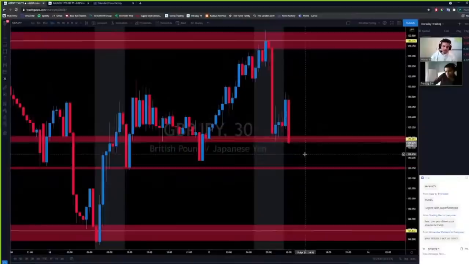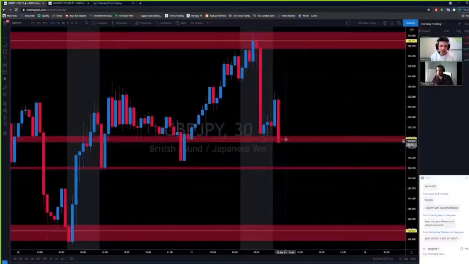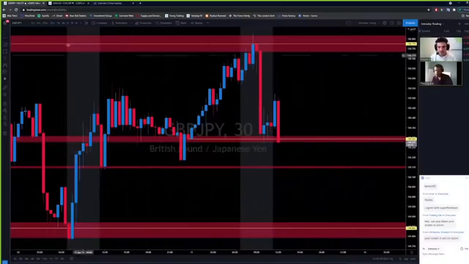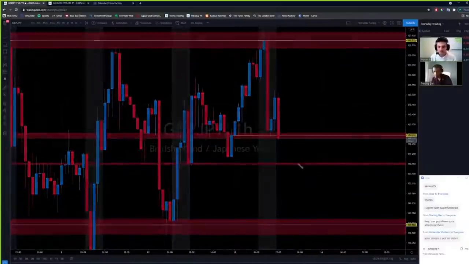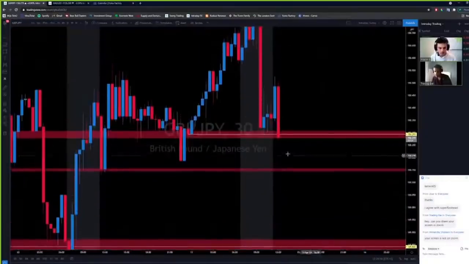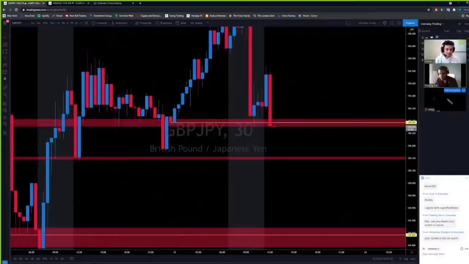Let's focus on what's happening in pound yen over here. For the early bird people over here, we've got an interesting situation happening. I'll be looking into if that creates a top wick and breaks off the lows as an entry position.